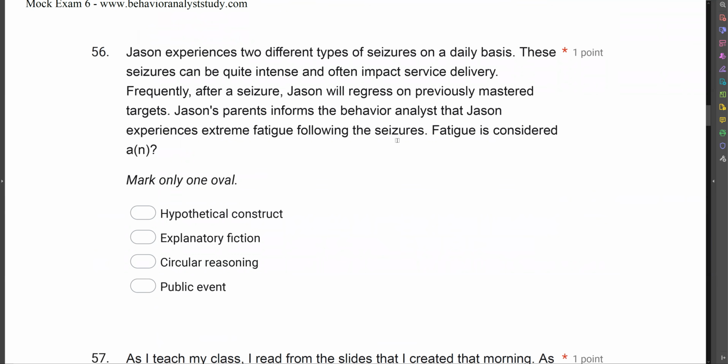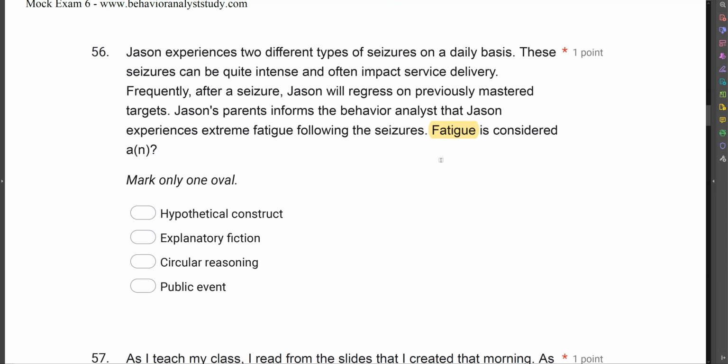Fatigue is considered what? Now, when you think fatigue, you have to ask yourself, what is the observability of it? What is the measurability of it? Is it objective? And it's really not. Fatigue means a bunch of different things to a bunch of different people, right? It's not reliably observable. It's not reliably measurable, and it can be very subjective.